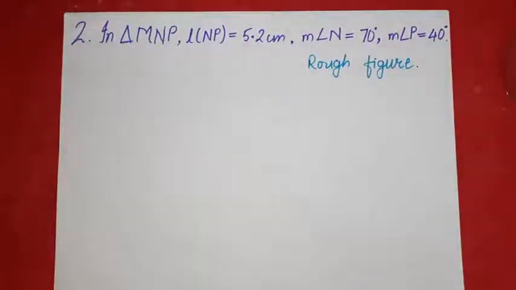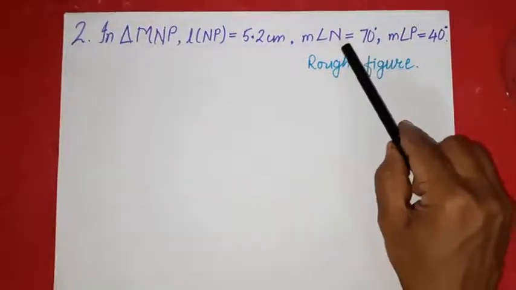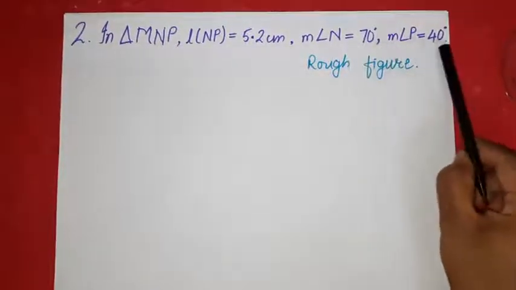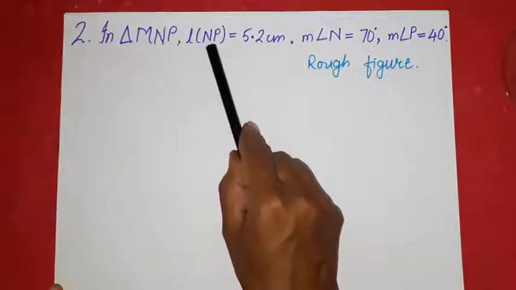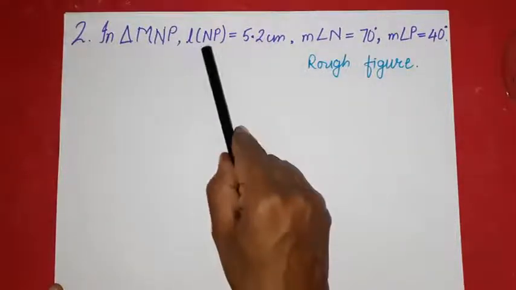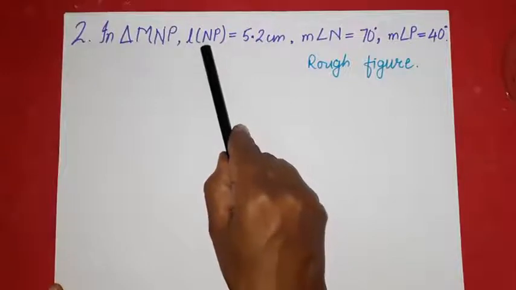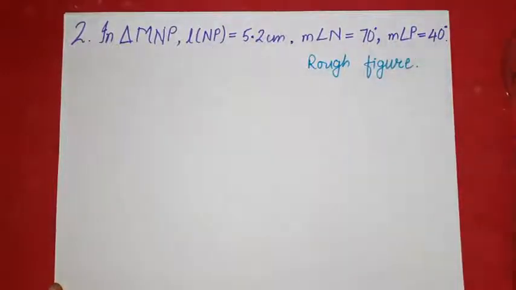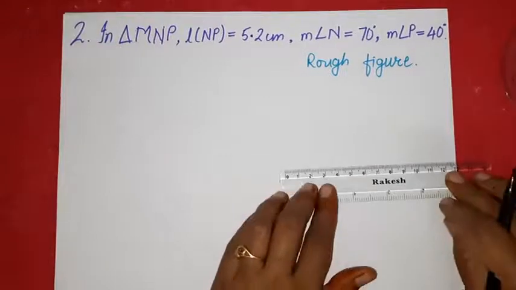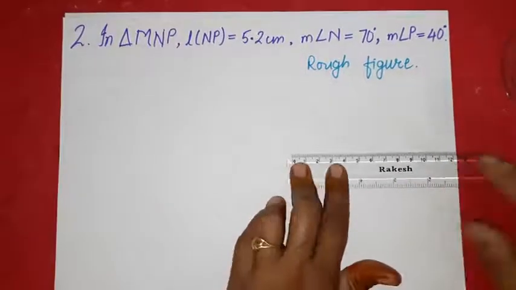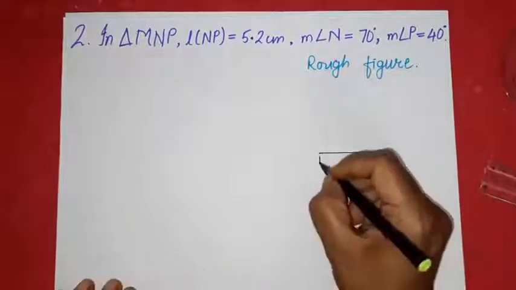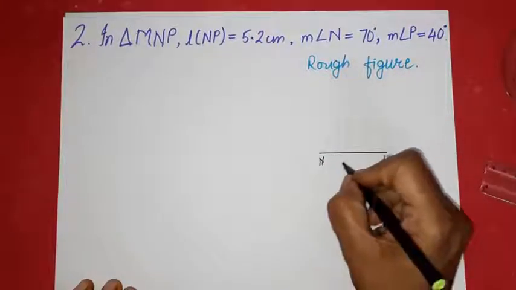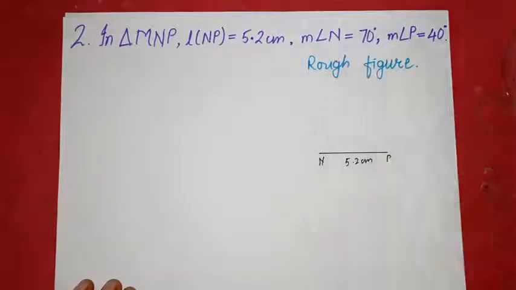In triangle MNP, length NP is 5.2 cm, measure of angle N is 70 degree and measure of angle P is 40 degree. Now again if you look at the name of the segment, measures of the angle formed at both the endpoints of the segment are given, that is angle N and angle P are given. So first we will draw the rough diagram. Draw segment NP as the base. Give the name here NP. Write the measure below it 5.2 cm.